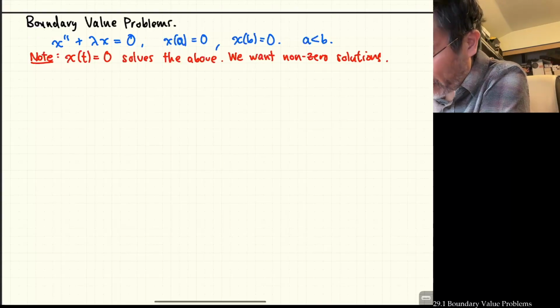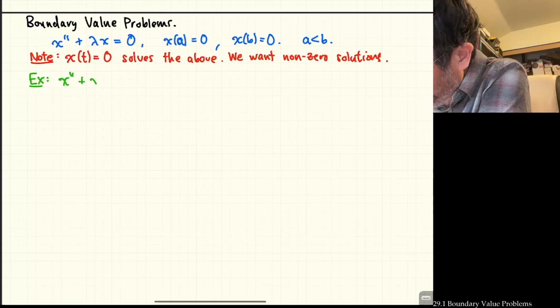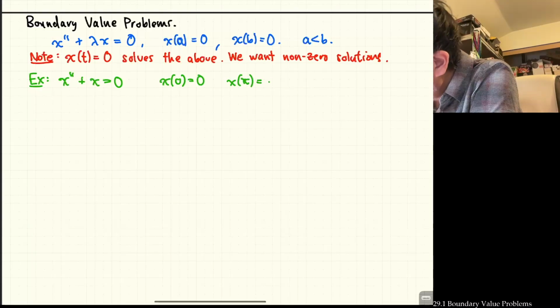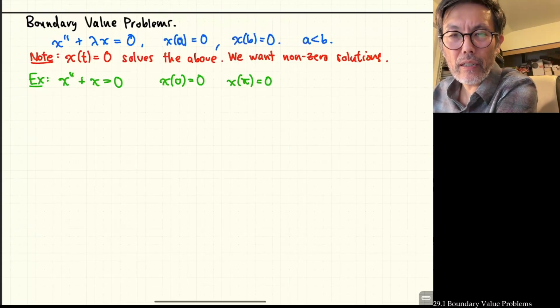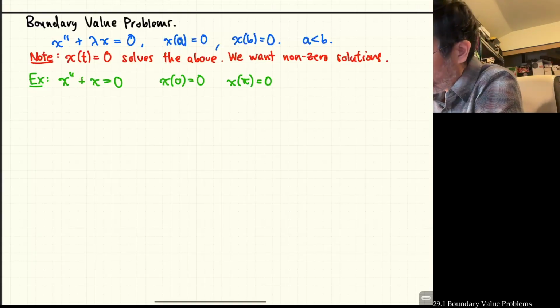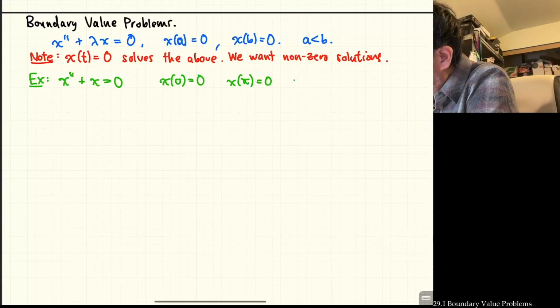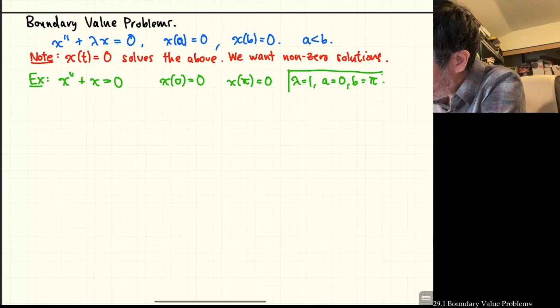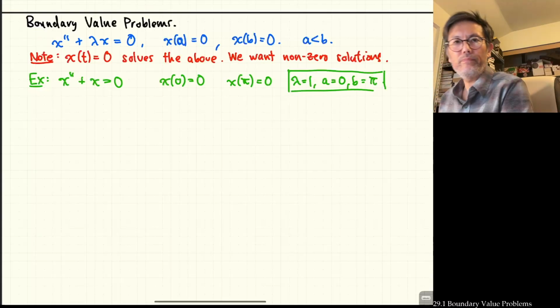All right, let's look at an example. Here is a good example of a boundary value problem. Let's look at x double prime plus x equals 0, and let's take x of 0 to be 0 and x of pi to be also 0. So to be clear, this is an example of a problem of the sort that we have above. We have lambda equal to 1, we have a equal to 0, and we have b equal to pi. That's the sort of data of this problem.